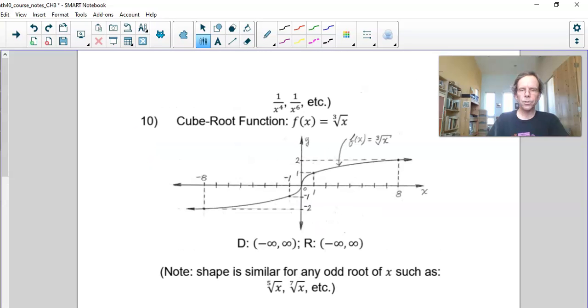Let's see, are there any others? One more. The cube root function. It gives you this sort of S shape. And we'll look at roots in more detail later.